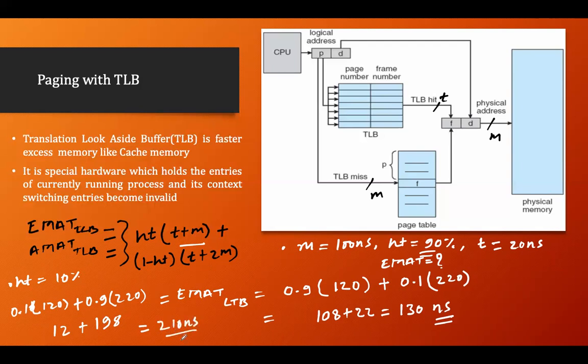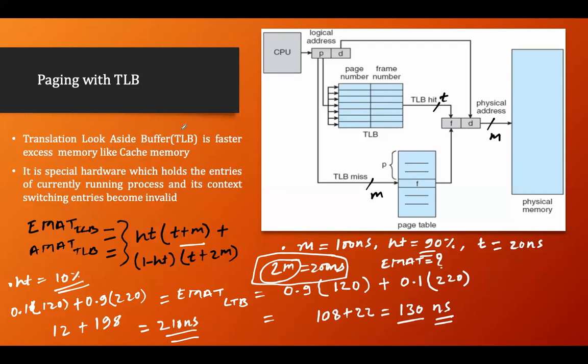nanosecond, which is more than 2M. 2M will be how much? 200, and it is more than 2M. If the hit ratio is very low, it is worse; if the hit ratio is very high, then you can see this is 200, right? Normal paging is 200 nanosecond. But if you are using TLB with 90%, we are getting 130 nanosecond, and TLB with hit ratio as 10%, we are getting 210. So you can see these are the differences.